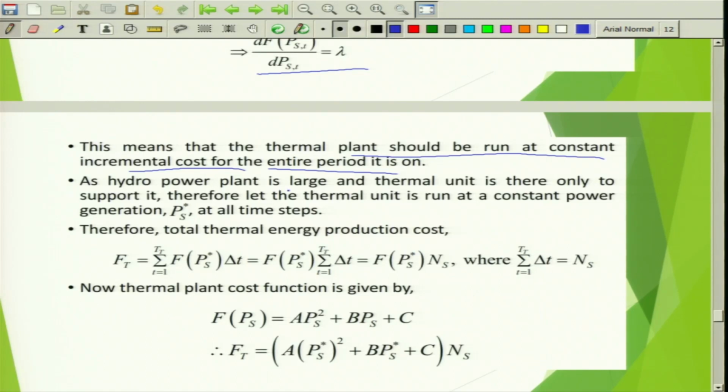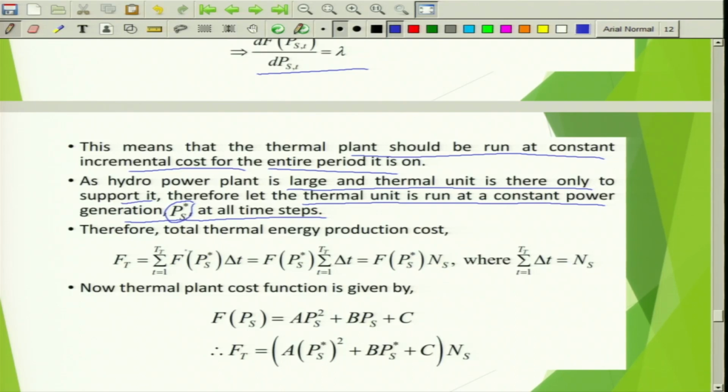As the hydro power plant is large and the thermal unit is there only to support it, this is the first consideration we are considering. Hydro is large and thermal is less. Therefore, let the thermal unit run at a constant power generation PS star at all time steps. Let thermal be running at its constant power generation, then we can have a minimum cost, and we need to find out what that optimum generation is.